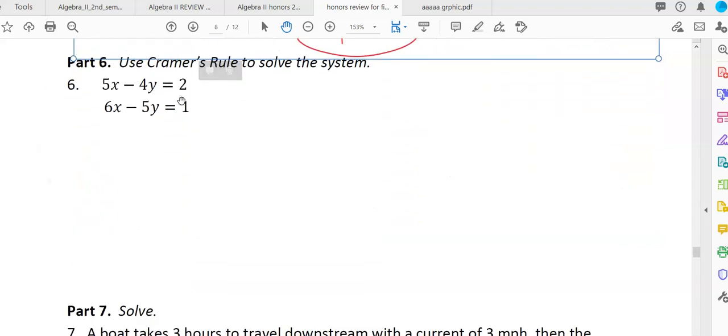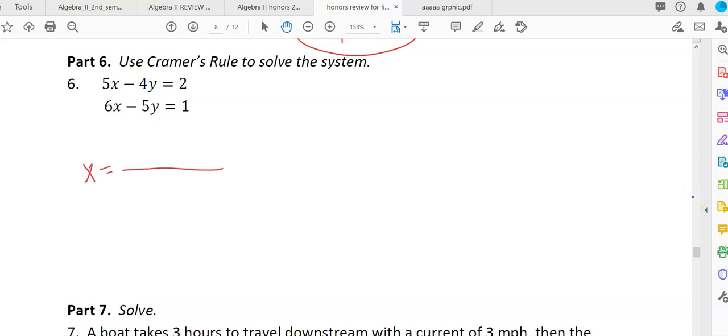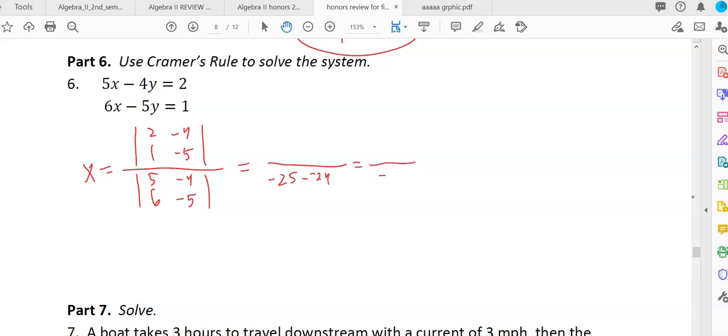So Cramer's rule uses determinants to solve. This is one you just set up. So x equals the determinant of the coefficient matrix should just be 5, 6, -4, and -5. And up top, instead of x's, you're going to plug in that 2 and 1 right there. So this is going to be -25 minus -24, which is -1. This is going to be -10 minus -4, which is -10 plus 4, which is -6, which is 6. I should get 6 there.